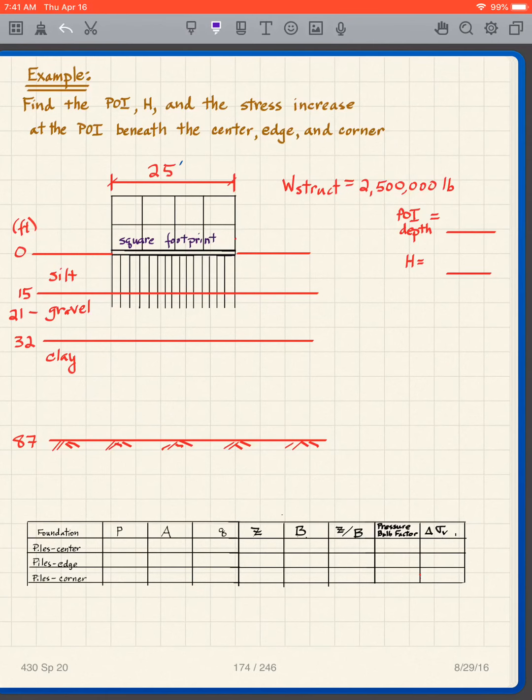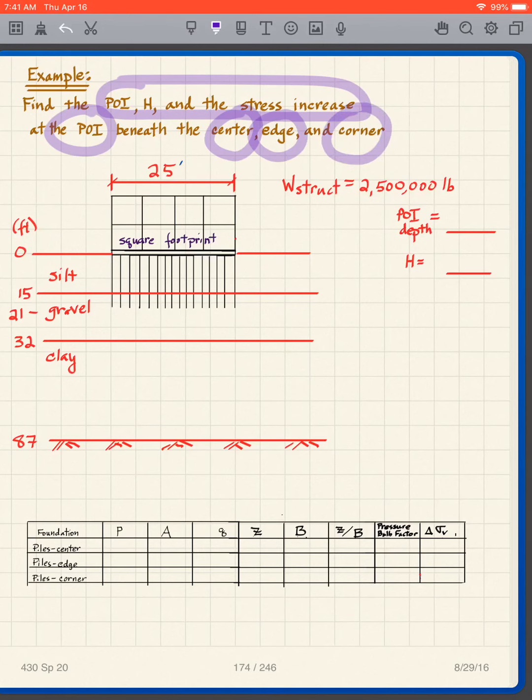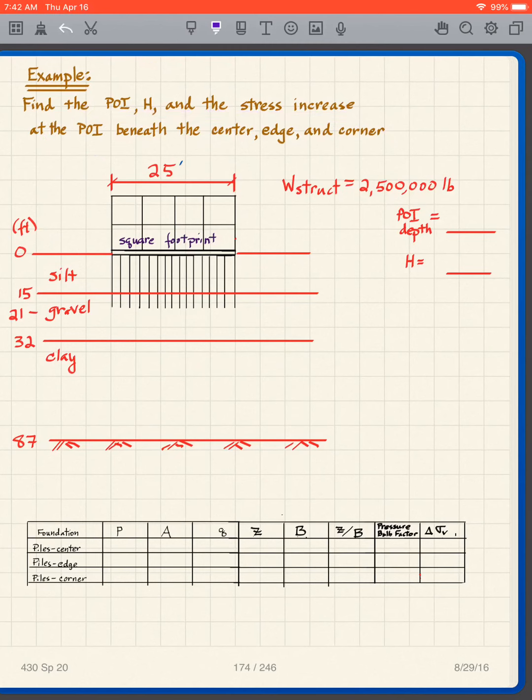So for this particular problem, we're going to find the point of interest, H, and the stress increase at the point of interest beneath the center, edge, and corner. So we're just going to compute the stress increases. Once we've computed those, then the settlement problem is exactly as we've done in the past. We're going to fill out this table here, and we get the P, the A, the Q, the Z, the B, the same things, only we just have a different location for the pressure bulb.